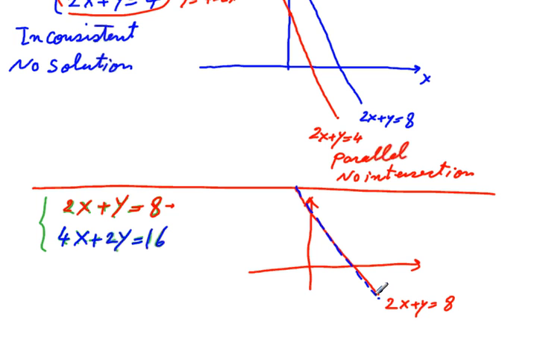Well, how many points do they intersect with each other? Infinitely many points. The two of them coincide on top of each other, and so every single one of these points is a solution. Every single one fits this and fits that one. In that case, we say we have infinitely many solutions.